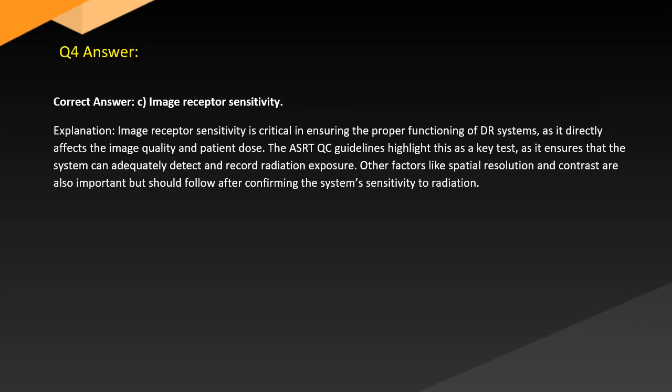Answer. Correct answer C. Image receptor sensitivity. Explanation. Image receptor sensitivity is critical in ensuring the proper functioning of DR systems as it directly affects the image quality and patient dose. The AAPM QC guidelines highlight this as a key test as it ensures that the system can adequately detect and record radiation exposure. Other factors like spatial resolution and contrast are also important but should follow after confirming the system's sensitivity to radiation.